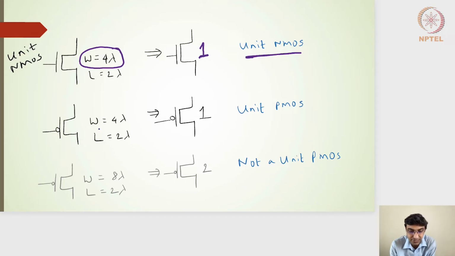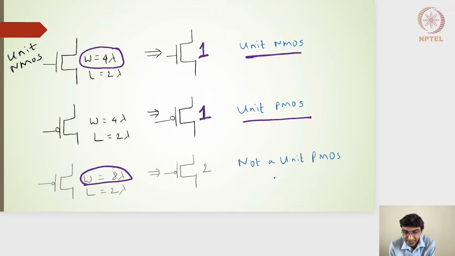Similarly, for the PMOS transistor, width of 4 lambda, length of 2 lambda, and then denoted by a 1 here on the transistor side is nothing but a unit PMOS. If I have a width of 8 lambda for the PMOS, that means I'm writing a 2 here, which means that the width is twice that of the unit PMOS transistor. This is a PMOS transistor, so 2 represents twice the width of the unit PMOS transistors.